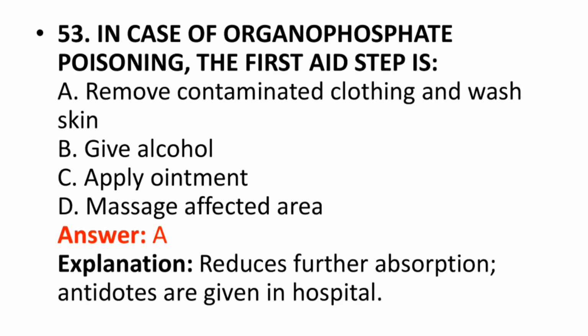In case of organophosphate poisoning, the first aid step is option A, remove contaminated clothing and wash skin. Option B, give alcohol. Option C, apply ointment. Option D, massage affected area. The correct answer is option A, remove contaminated clothing and wash skin. Reduce further absorption. Antidotes are given in hospital.